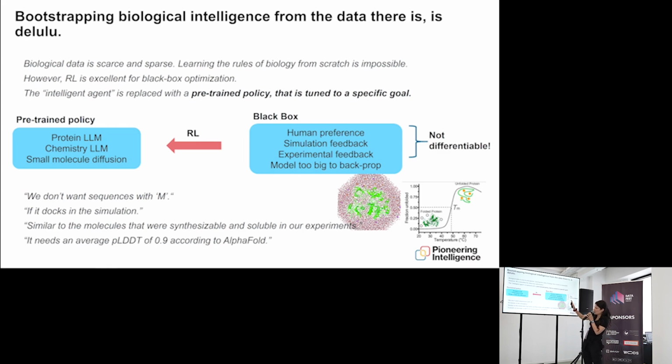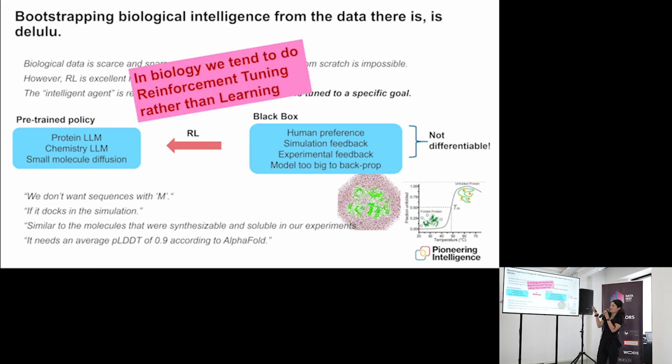Other feedback that could, in theory, be differentiable is maybe another very big model. Maybe you want to distill knowledge from a big model like AlphaFold into your pre-trained policy. In theory, you could extend that to your training, to your network, but it becomes practically a bit prohibitive because at some point it gets so big and you get vanishing gradients, it becomes very clunky, and so on. This is where RL shines, because we can directly give that feedback without having to differentiate. So in biology, we tend to do reinforcement tuning rather than reinforcement learning from scratch.